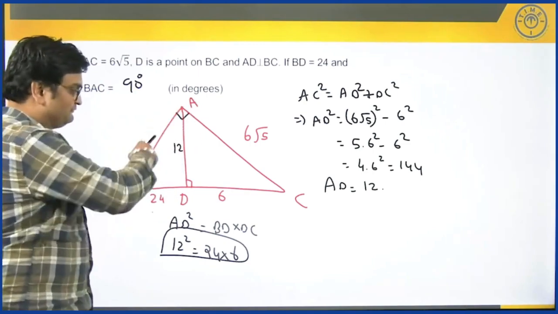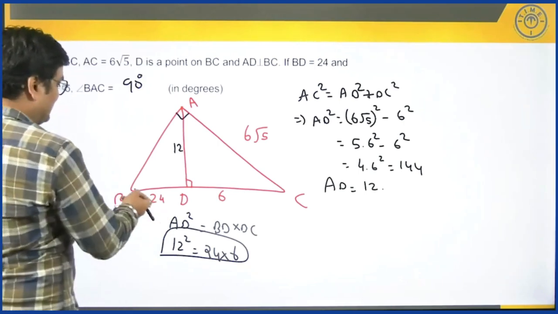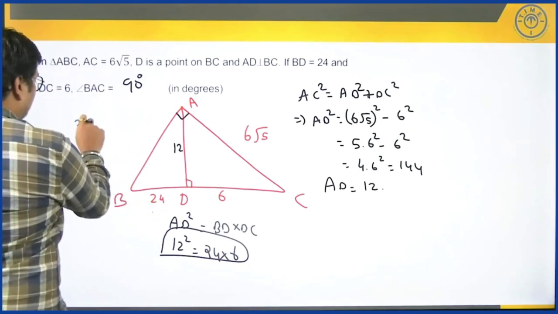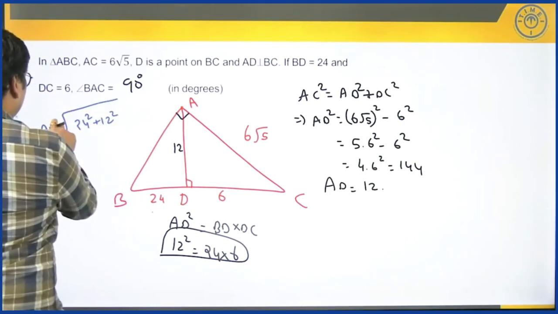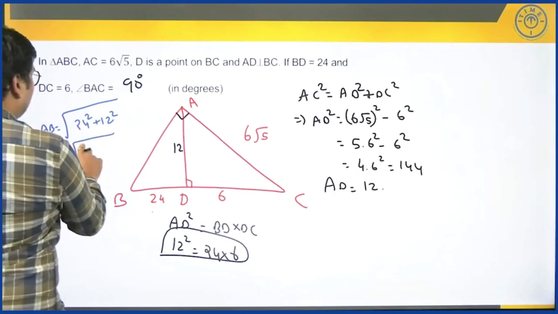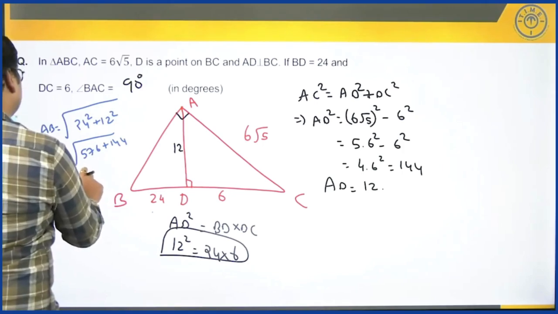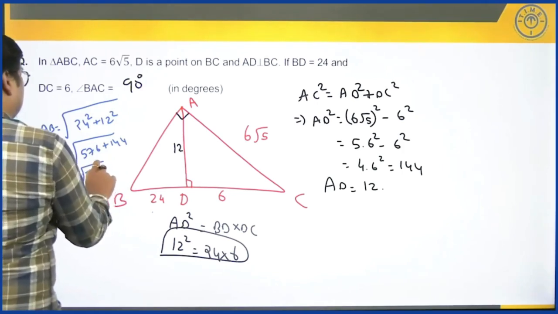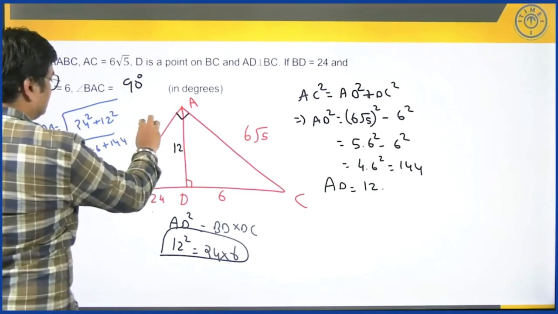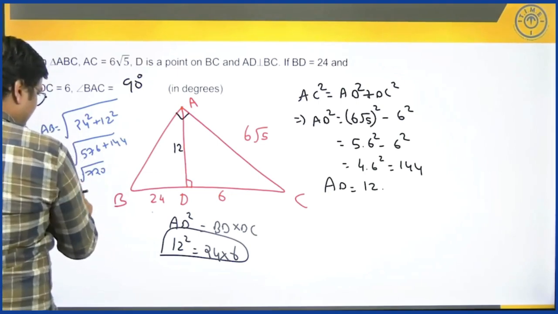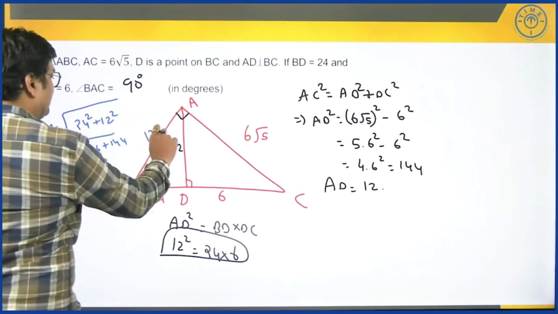you can find out AB also. We may find out AB too. So what will be AB? AB will be, once again by applying Pythagoras theorem, square root of 24 square plus 12 square. So it's going to be what? 576 plus 144 is going to be 720, square root. And by the way, when you look at 720, one second, we can simplify this further. We could write it as 12 into root 5. So this length is 12 root 5.